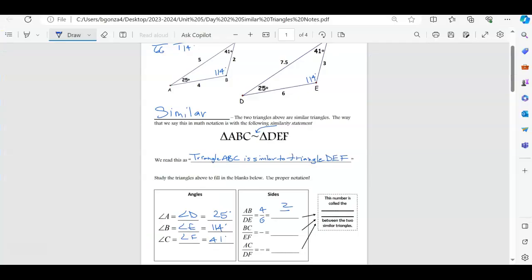So 2/3, right? What about BC and EF? So BC is over here, we get 2. EF is over there, you get 3. So we can write 2 over 3. 2 over 3 does not reduce, it's still 2 over 3. And then AC over DF, AC is 5, DF is 7.5.